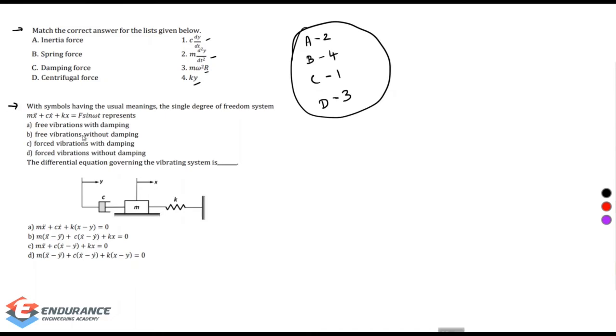With the symbols having usual meanings, the single degree of freedom system m x double dot plus c x dot plus k x is equal to F sin omega t represents. This is a very straightforward question. This system has a damping and also continuous excitation. So what does it mean? It's a forced vibration and also with a damping, which is option C. Yes, moving forward, next question.